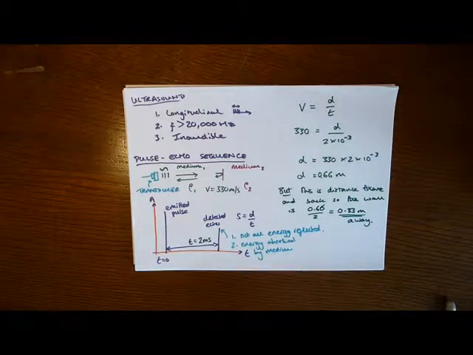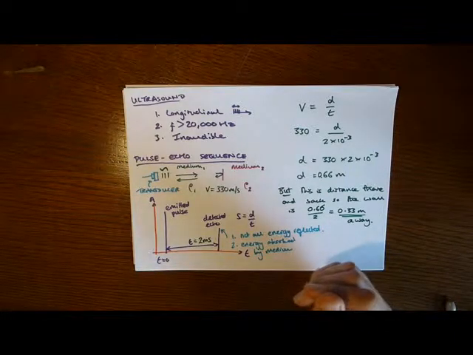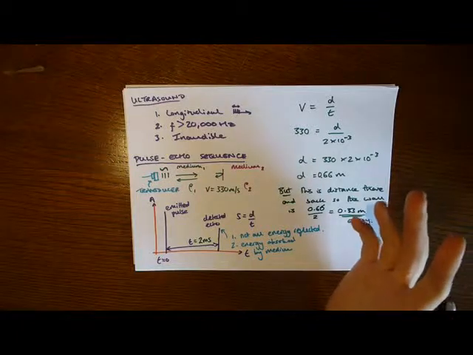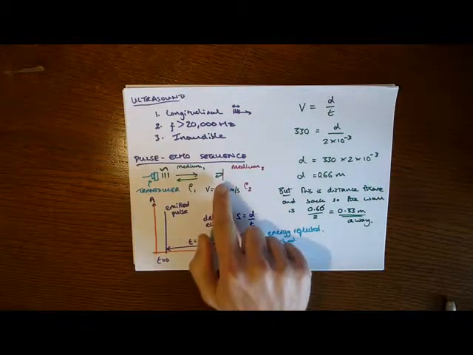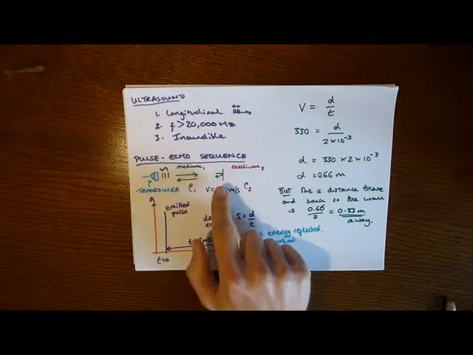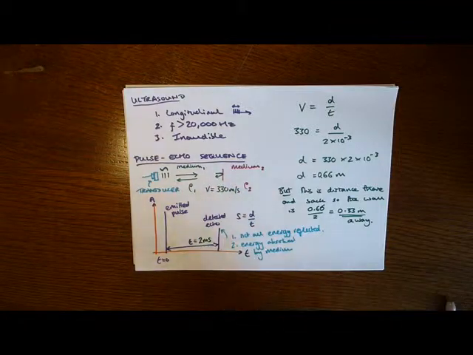And that's how a pulse echo sequence is used to determine distance. Now that would work with radar, it could work with microwaves, it doesn't really matter as long as you're able to get a reflection off a boundary or an interface between two things, then you can use this particular sequence. Applications of this we're going to look at in the next video.